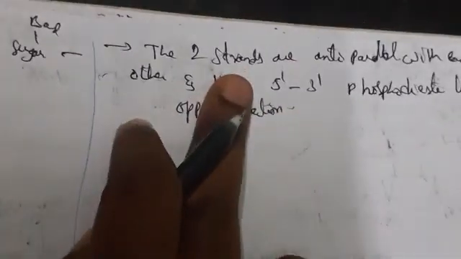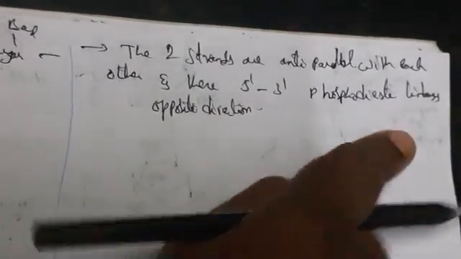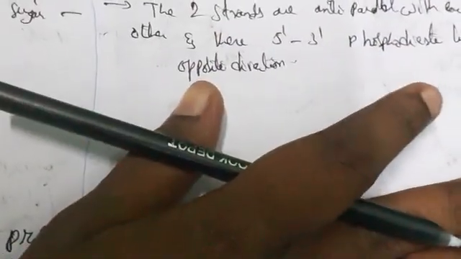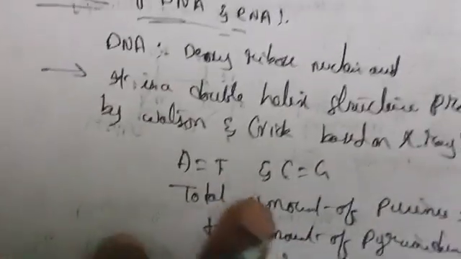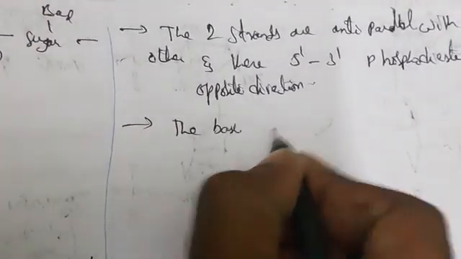So what does this mean? If you take the structure of DNA, the two strands are anti-parallel, and the positions are opposite when you link the phosphodiester. So if you look at the phosphodiester linkage, it should be in the opposite direction. The base groups are present inside the helix and perpendicular to the helical axis. The bases are adenine, guanine, cytosine and thymine, and these are present inside.